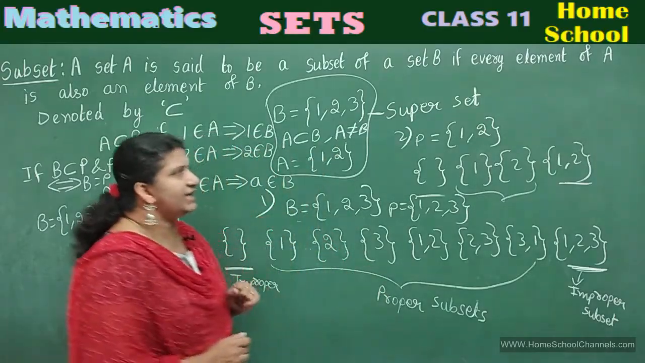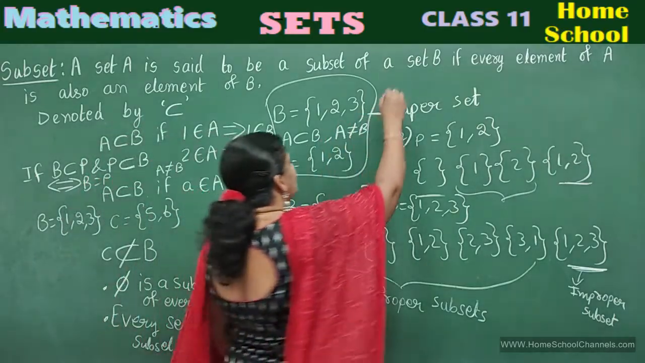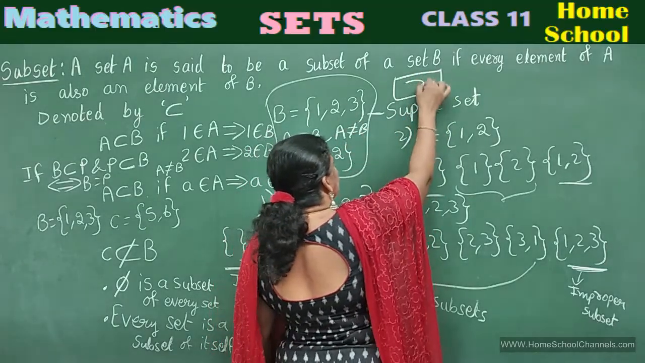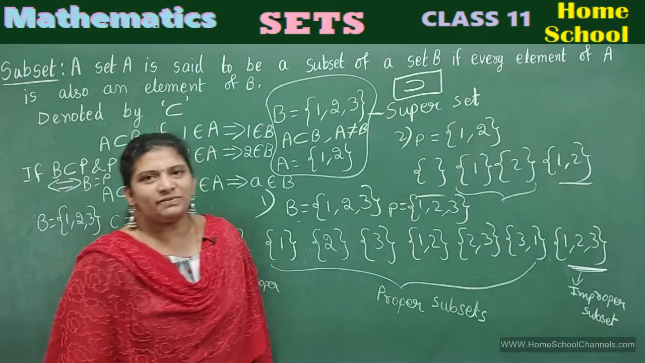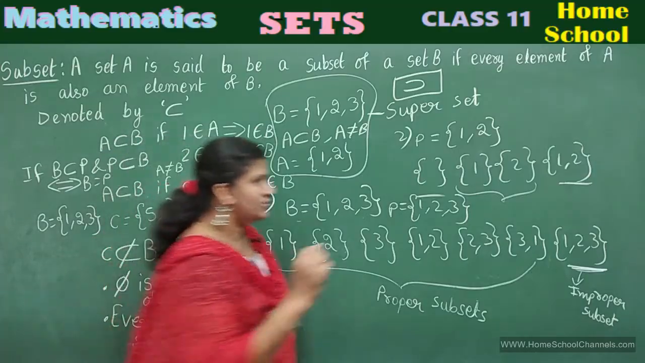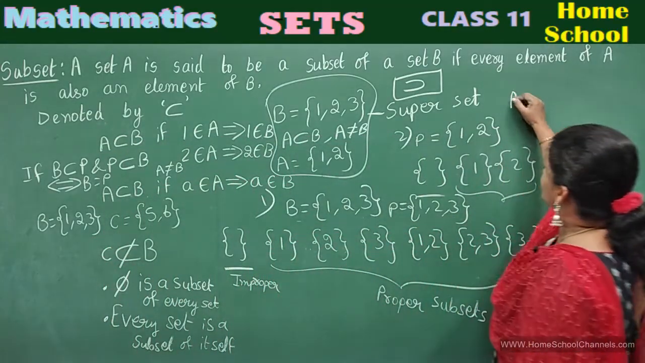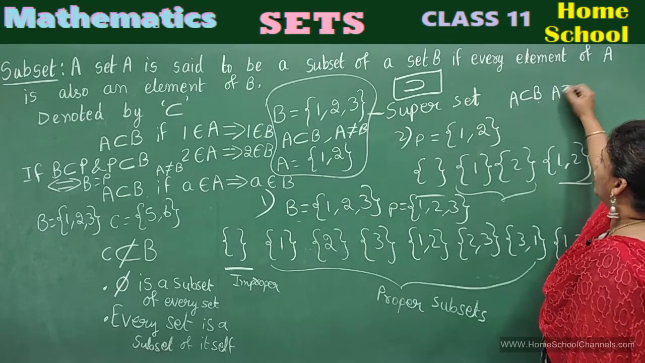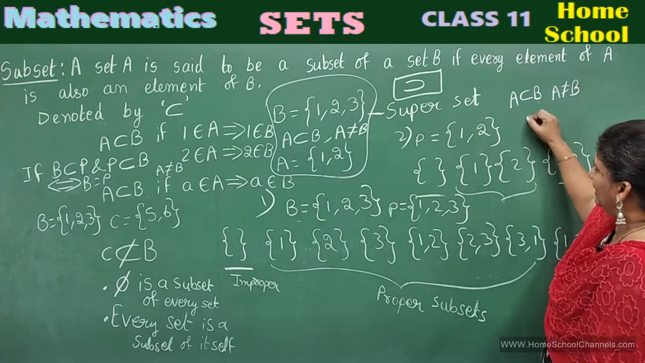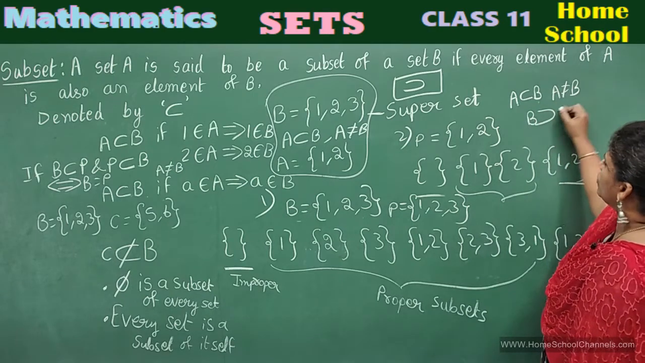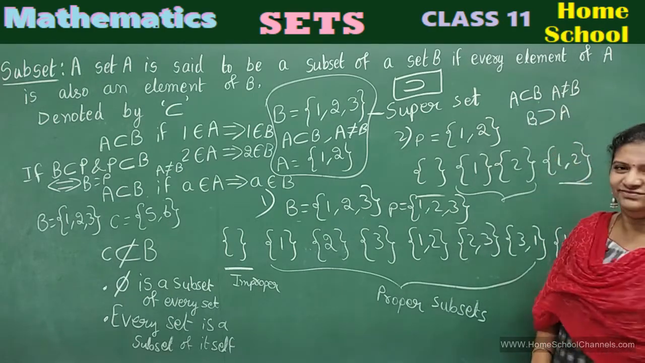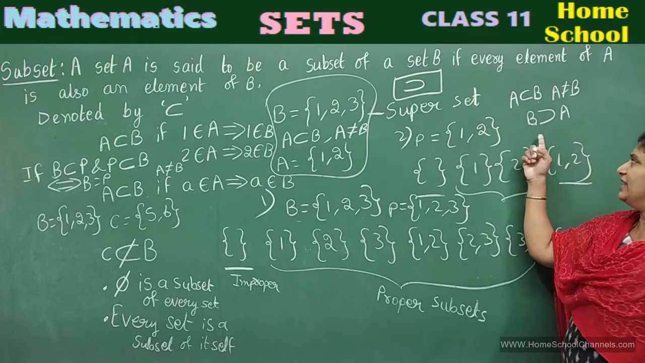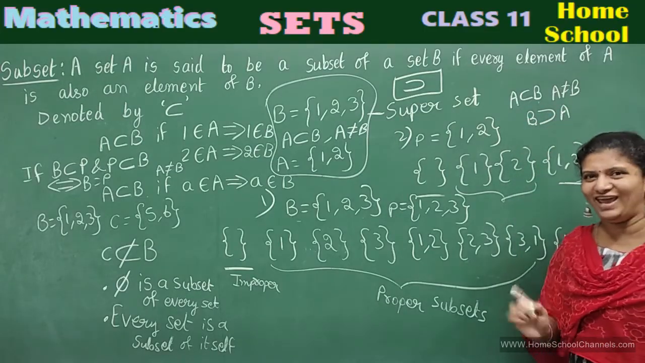Okay, superset, how will you represent it? See here, the subset symbol we have seen; the same symbol in the opposite direction is used to represent a superset. So look here carefully: A is a subset of B and A is not equal to B, then B is a superset of A. A subset of B, A is not equal to B, then B is a superset of A.